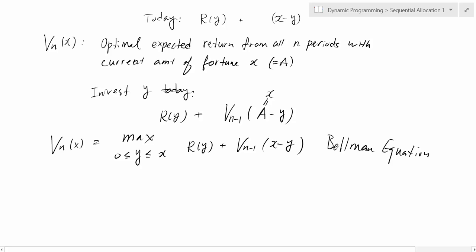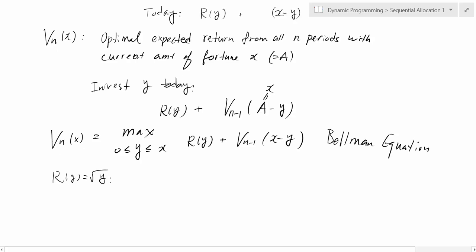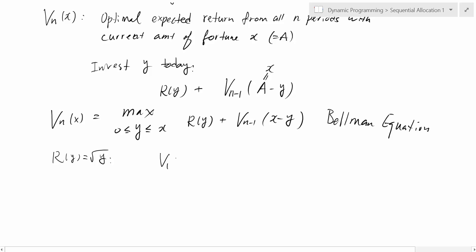Now let's see, given that r of y is root y, how can we solve this problem? So we start from v1. v1 of a is going to be the maximum, where y is between a and 0, of r of y. Remember, there's no future, so any leftover is 0. So we say there is no value to the leftover. If there is any value to the leftover, we put it over here.